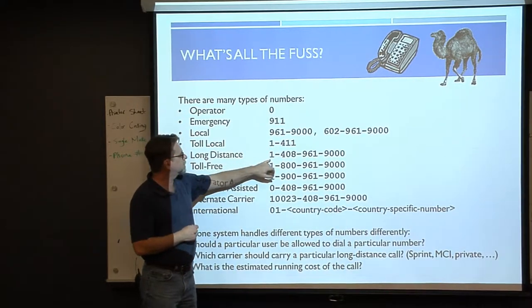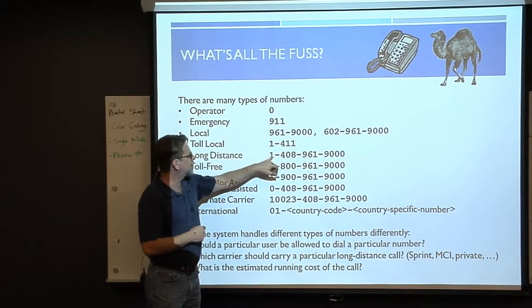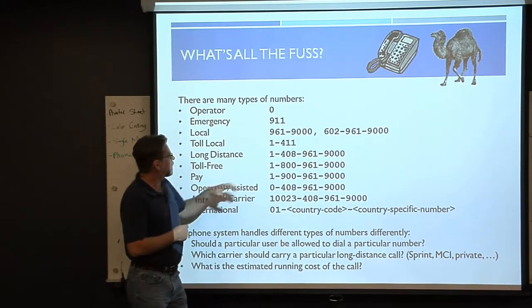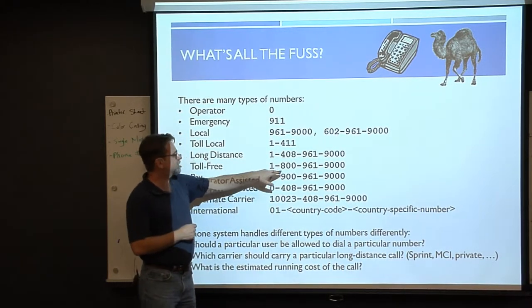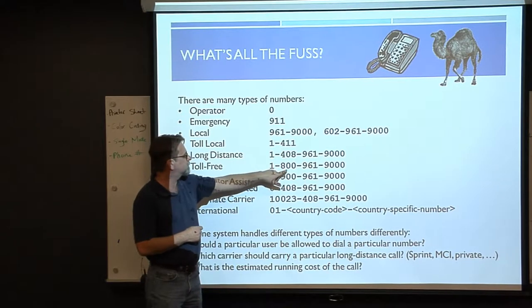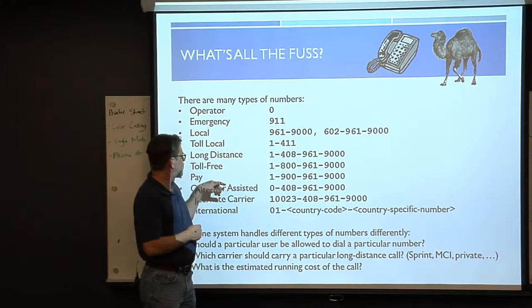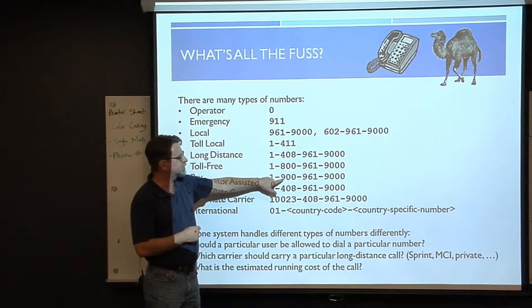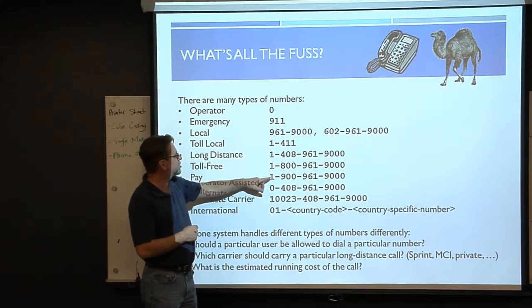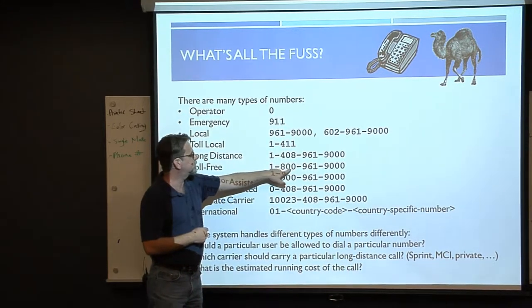Long distance, of course, has a 1 in front of a 10-digit number. Toll-free is the same exact format, but somehow it knows this is toll-free and this one is not. And then you have pay, which is the same format. Somehow it knows this is a pay number and this is not. And the difference, of course, the secret, is these two digits here.